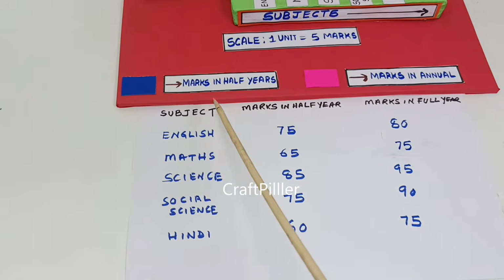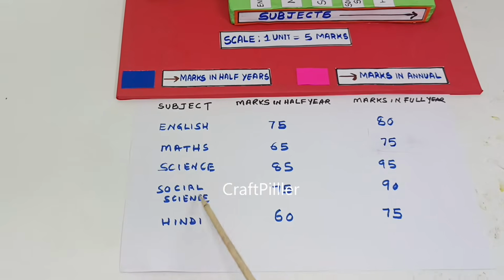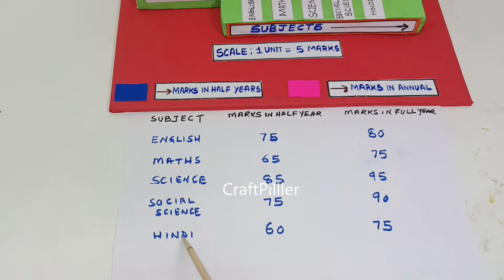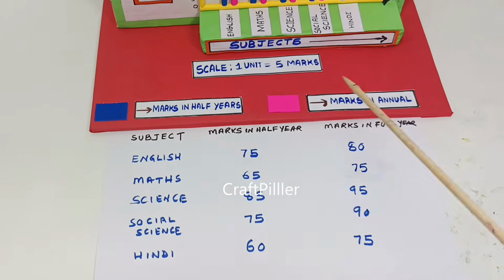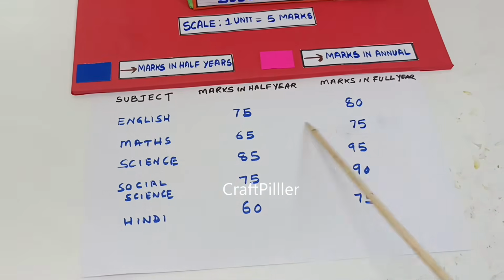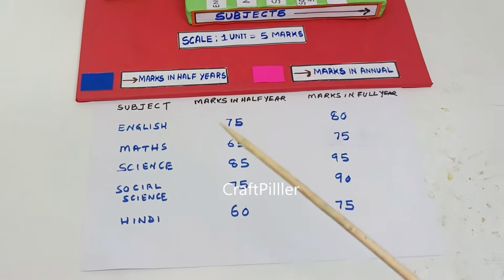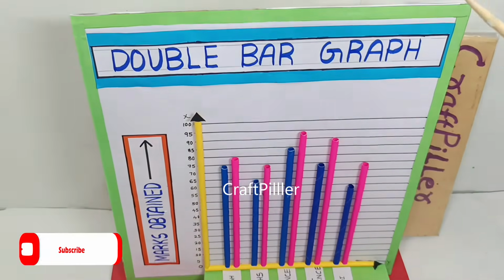This table data shows the marks every individual student got in all these subjects: English, Math, Science, Social, and Hindi. Whatever marks that person got for half yearly and full yearly, we represent in this table format. Now this data in the table format, we wanted to put in a pictorial format, which is a double bar graph.